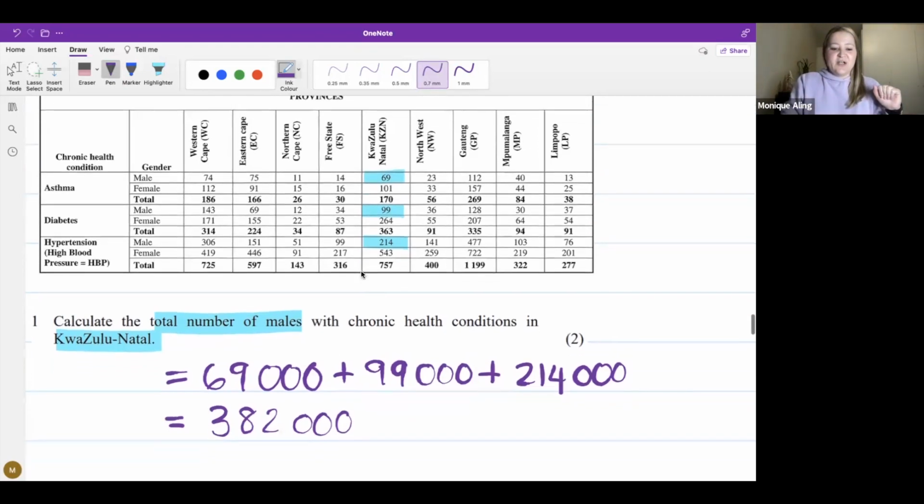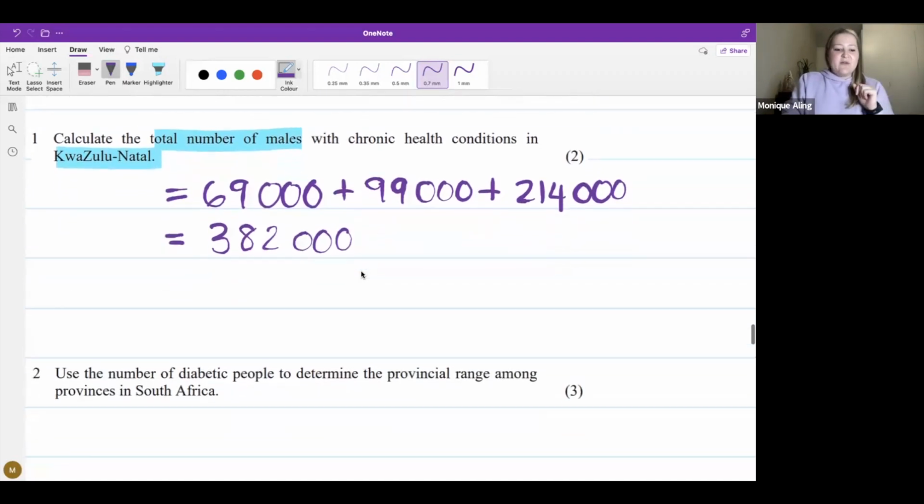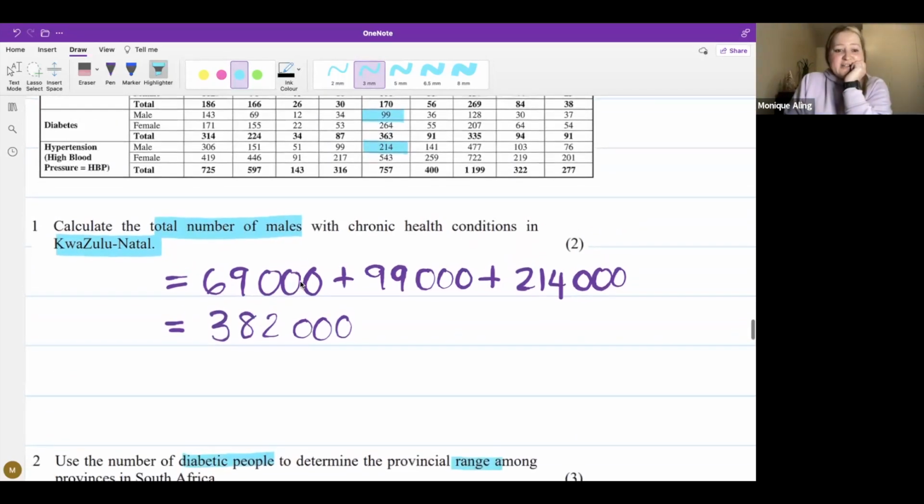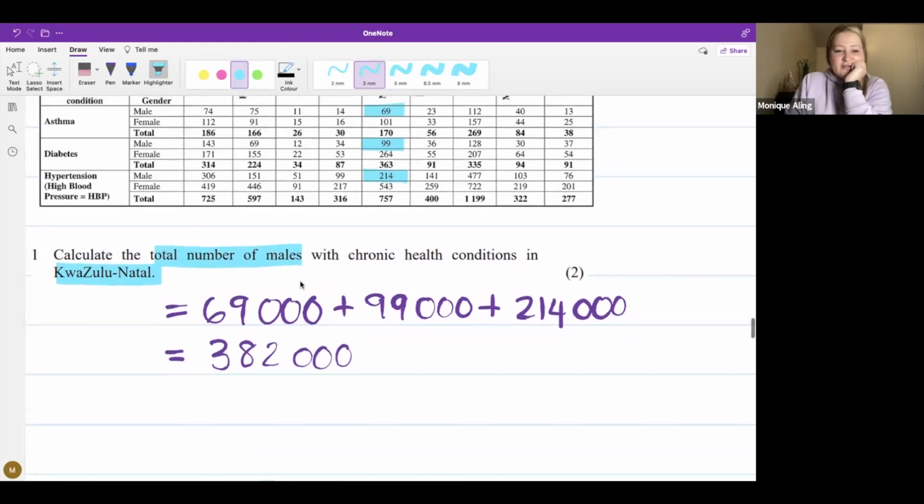Okay, good. All right. Question 2, use the number of diabetic people to determine the provincial range among provinces in South Africa. Okay, so the thing we're going to be looking at is diabetic people to determine the provincial range. So we're looking at how many people have diabetes to work out the range. So I'm going to scroll back up. Let's look at everyone with diabetes to work out the range.